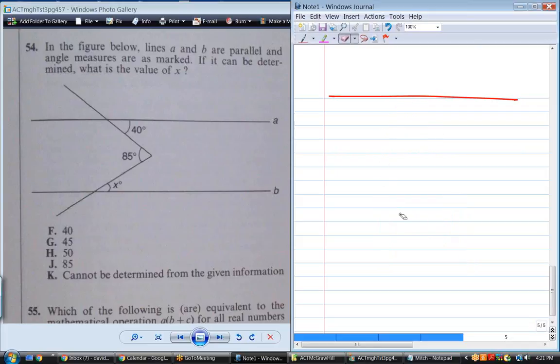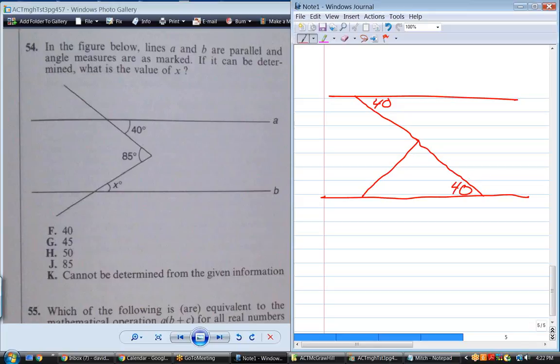Now, knowing that little secret saves you a lot of time on this problem. Here's why. If I don't know that secret, then I have to do it the hard way. I have to basically extend that all the way to there. And I know that's 40. Now I can figure out, well, that's 40 because it's alternate interior.